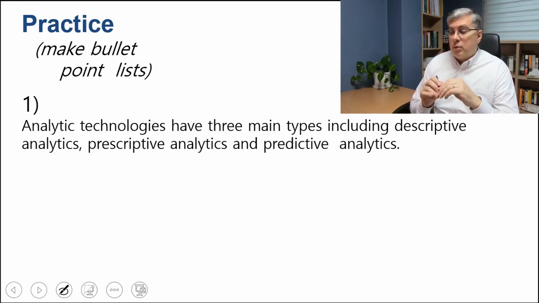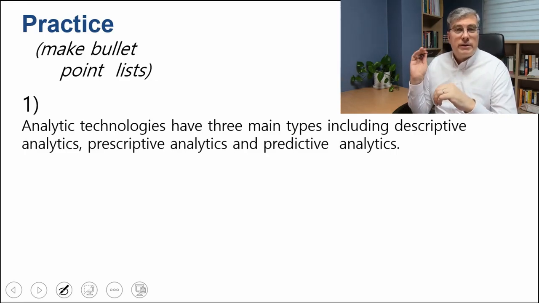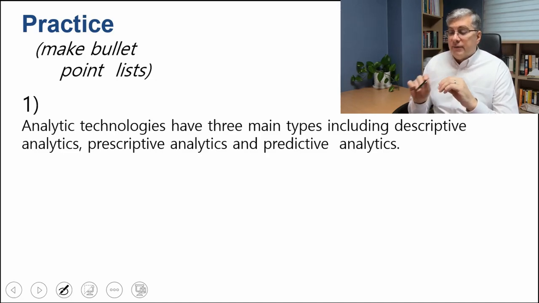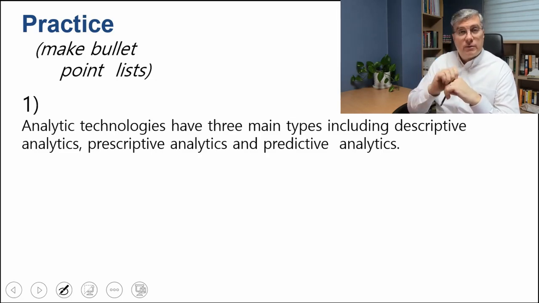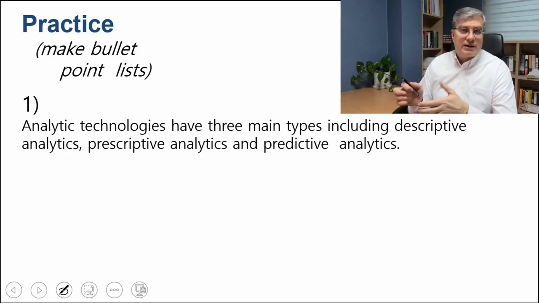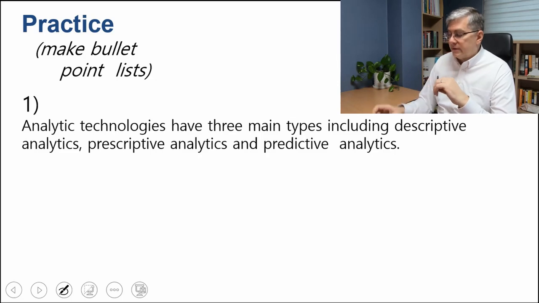And not only should you follow it in sentences, but also in bullet points. So we're going to practice making bullet point lists. We're going to practice what we learned in the third tip, especially with punctuation and cutting them down. But we're also going to practice using parallel structure. Now, the first exercise here is: analytic technologies have three main types. Okay, so we know our bullet point list will have three items: descriptive analytics, prescriptive analytics, and predictive analytics. So they're already in parallel structure. I'm giving you an easy one here to just practice punctuation, as we learned previously.